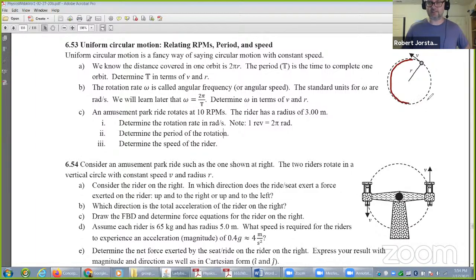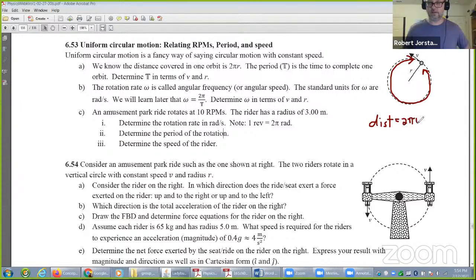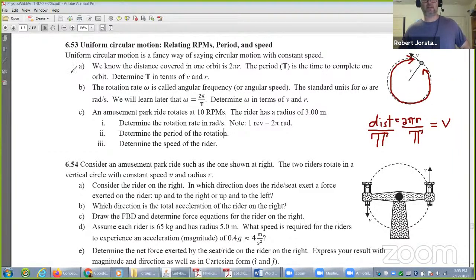So in this case, I just want to point out a few things. The distance around this circle is how much? 2 pi r. The time it takes to orbit is the period. What is distance divided by time? Think about the units. Meters per second. Speed. So this is the relationship you can use.